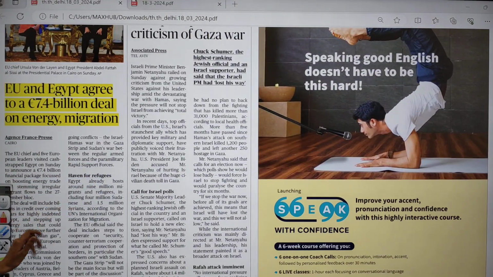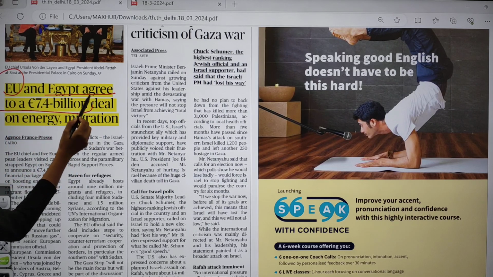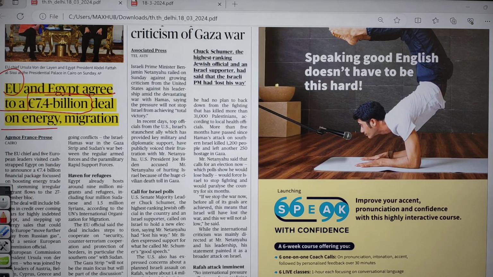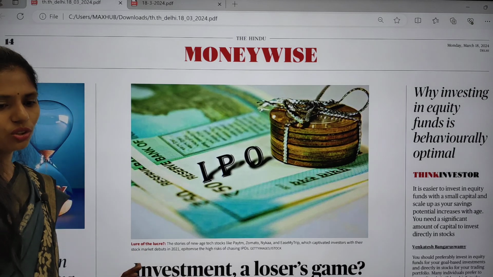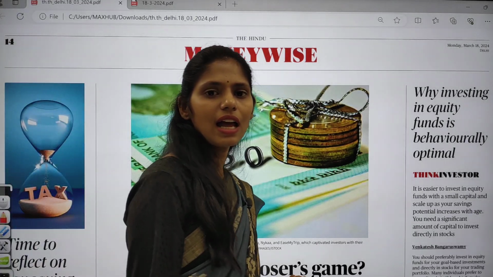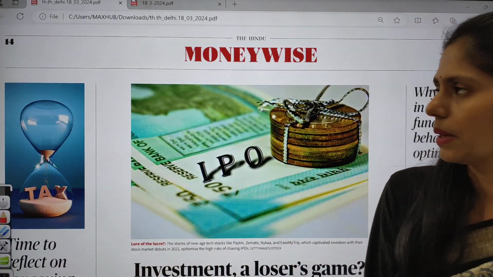Yes, here you can see one article that is talking about the European Union and Egypt agreeing to a Euro 7.4 billion deal on energy and migration. So actually it is not much important, but have a look at this. And that's it. So these are the very important articles that appeared in today's Hindu newspaper.